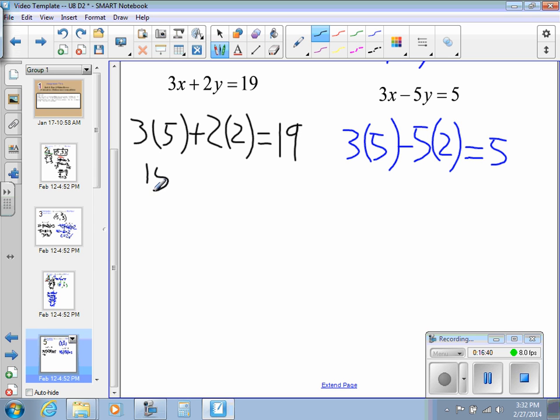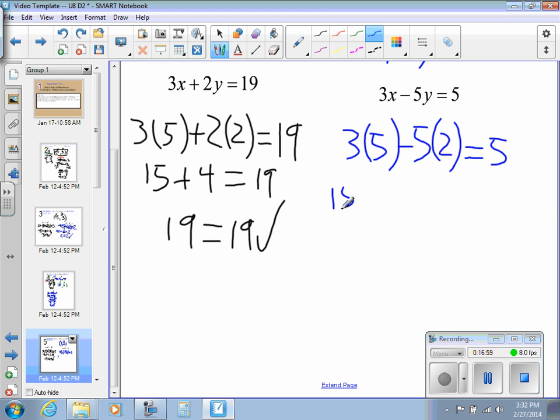3 times 5 is 15, plus 2 times 2 is 4, equals 19. And in fact, 15 plus 4 does equal 19. So I have 19 equals 19, and it does check. Now over to this one, 3 times 5 is 15. And then 5 times 2 is 10, so I have minus 10 equals 5. And in fact, 15 minus 10 does equal 5. I have 5 equals 5, and this one also checks.